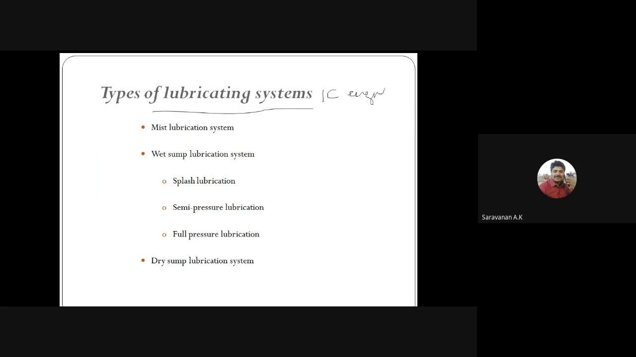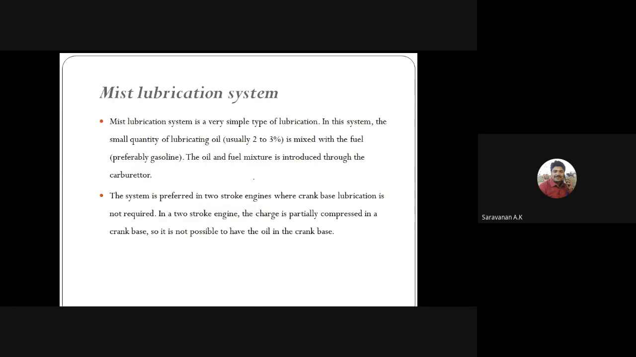We have three lubrication systems. What are they? The mist lubrication system, then the wet sump and dry sump. In the wet sump we have three types depending upon the pressure: full pressure, semi pressure and splash. You have to remember this. Now we can see the mist lubrication system. What is the mist lubrication system? You may see, for example, the TVS Champ and the Excel Super.